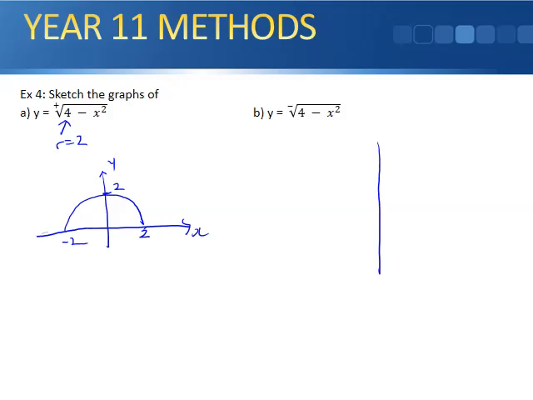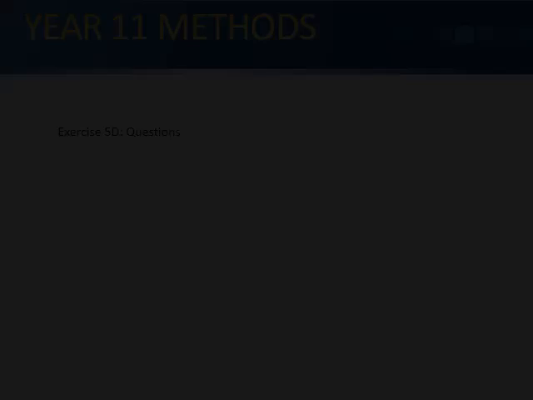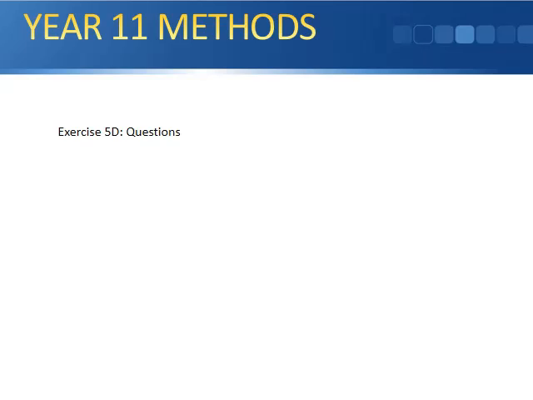And this one here, again my radius is still 2, but this time it's below the x-axis, so I am looking at that section there, and that's 2, negative 2 and negative 2. So everything is still the same. There's your 5D questions.